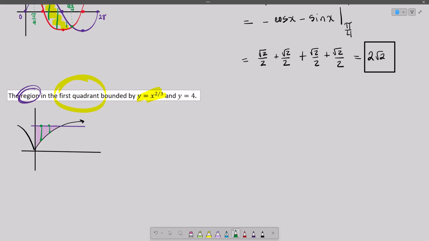What is your upper curve? Sorry, that's all right. Whenever we have a vertically simple region, once you've drawn your element, you have to ask yourself, what is the curve on top of that element and what curve's on the bottom? The way I've drawn it up there, the purple line is your upper curve. Yes, exactly. And then your lower curve is that x to the 2/3 piece. Exactly.